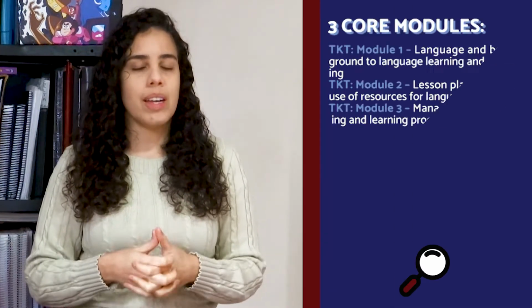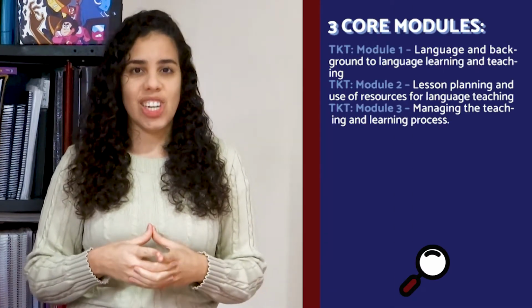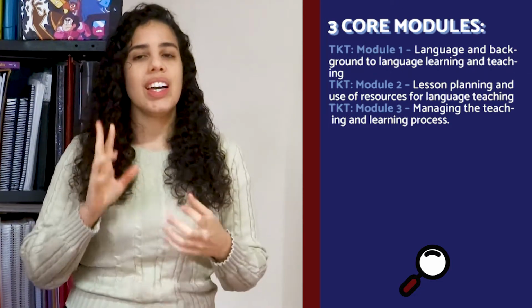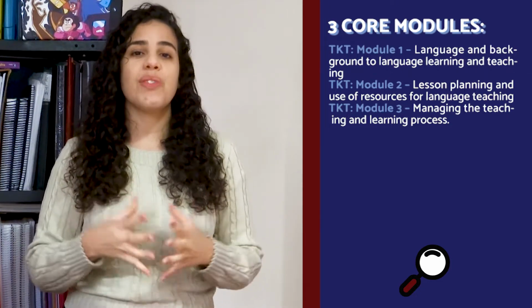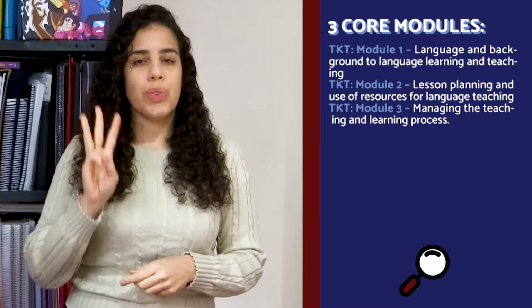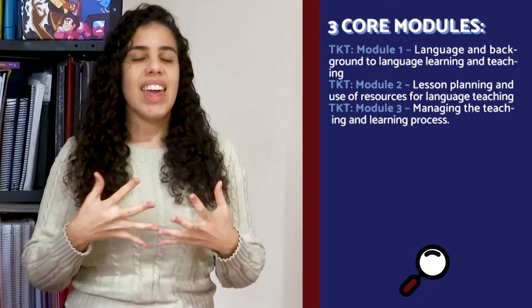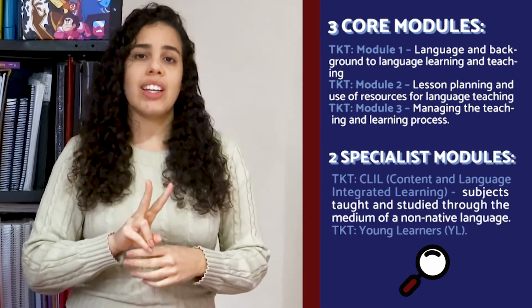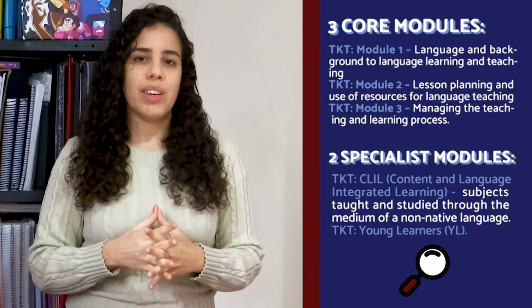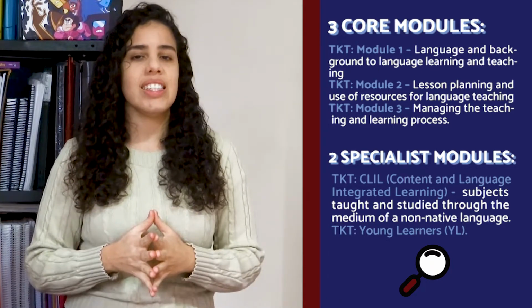The TKT is divided into 3 core modules: the TKT Module 1, Language and Background to Language Learning and Teaching; TKT Module 2, Lesson Planning and Use of Resources for Language Teaching; and TKT Module 3, Manage the Teaching and Learning Process. And there are 2 specialist modules, the TKT CLIL, Content and Language Integrated Learning, and the TKT YL, the Young Learners.